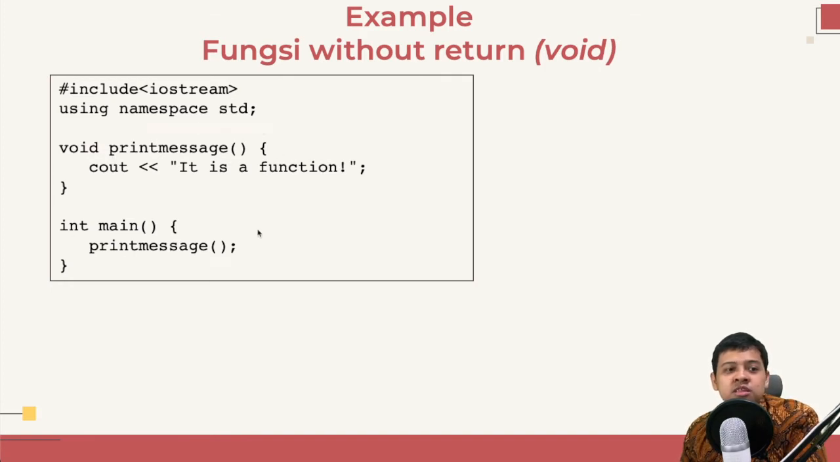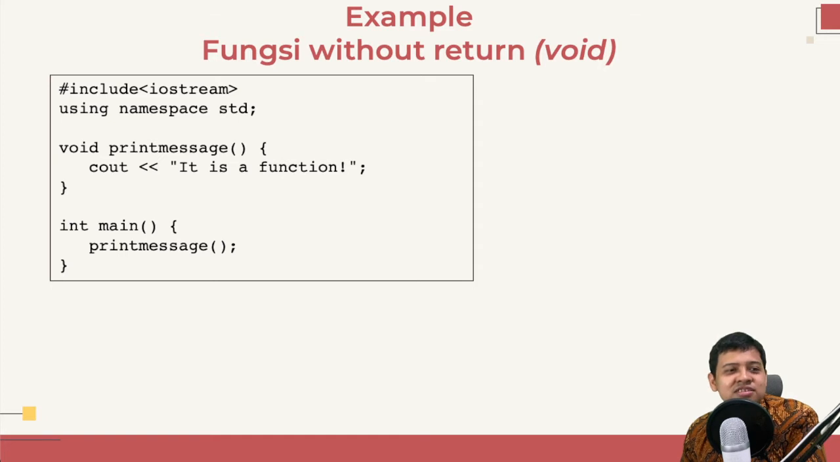We can see here that we don't need to use a function prototype because the declaration of the function itself is already before the main, before the calling. So rather than before the main, it must be before the calling itself. So before the print message we have here, so we don't need to prototype.